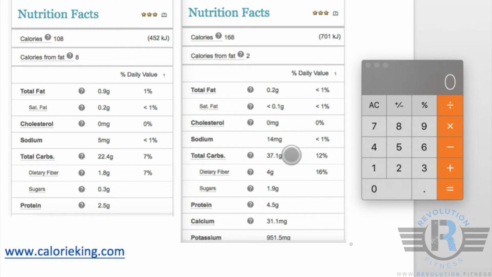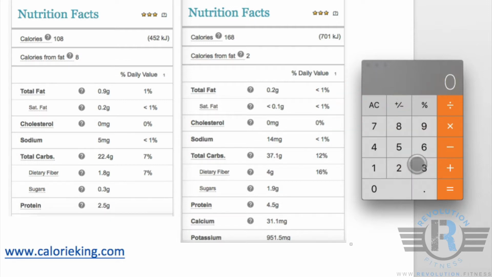So the easiest way to do that is I know that 6 ounces of potatoes gives me 37 grams, but if I can reduce that down to a number I can use, it will make it very easy. So what I'm going to do is take 37.1 grams of carbohydrates, and I'm going to divide it by the 6 ounces.